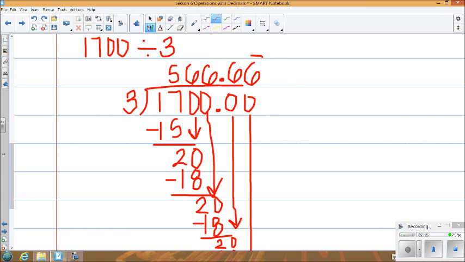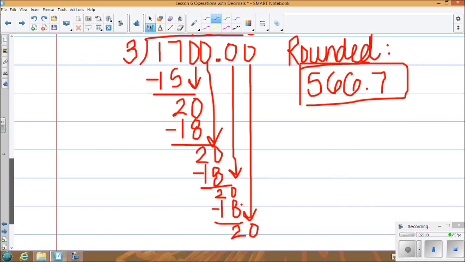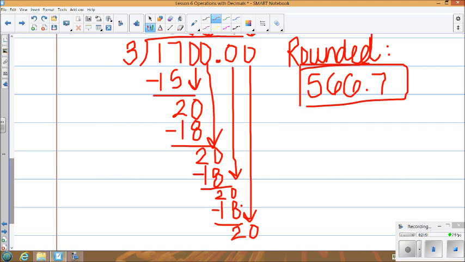So I could round it. So the rounded answer, let's just say to the nearest tenth, would be 566.7. Because I would round that 6 in the 100th spot would round the 6 in the 10th spot up. So we'll say that's our answer. Okay, so that's how you would treat a situation like that. When it doesn't come out, you just basically get to a point where eventually you just have to round your final answer. All right, so that's it for operations.